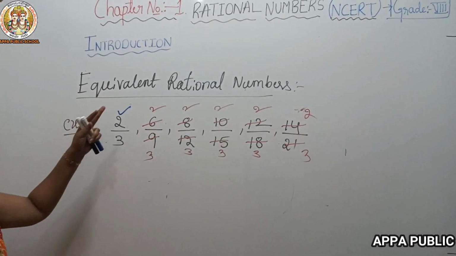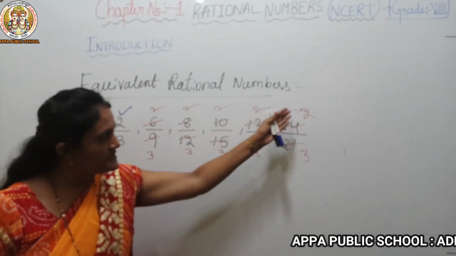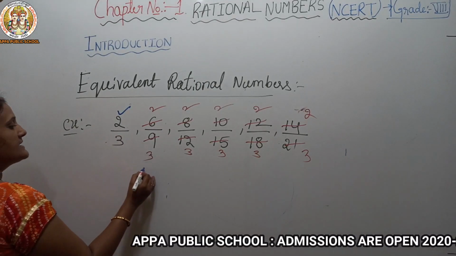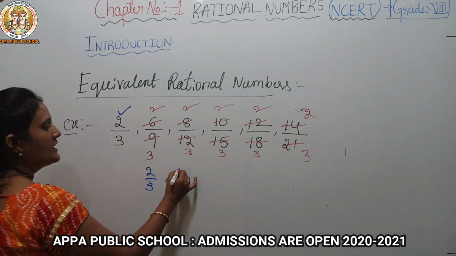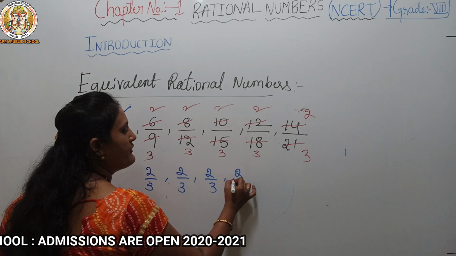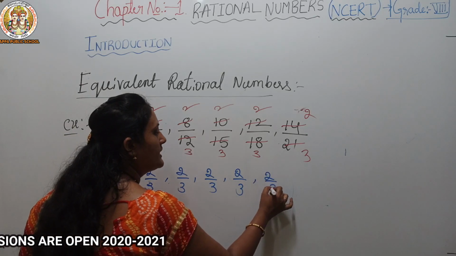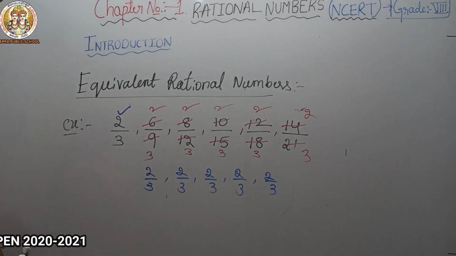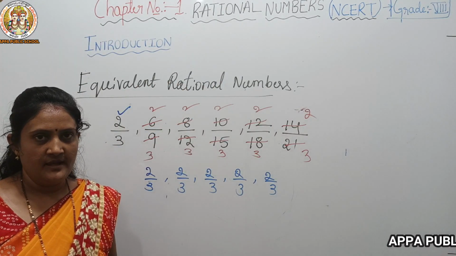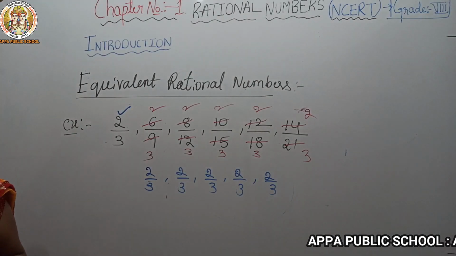So it means all the numbers, when simplified, give 2 by 3. Here also 2 by 3, here also 2 by 3, here also 2 by 3. Everywhere we are getting 2 by 3 only. These types of rational numbers we call equivalent rational numbers. Okay, we'll go for the next.